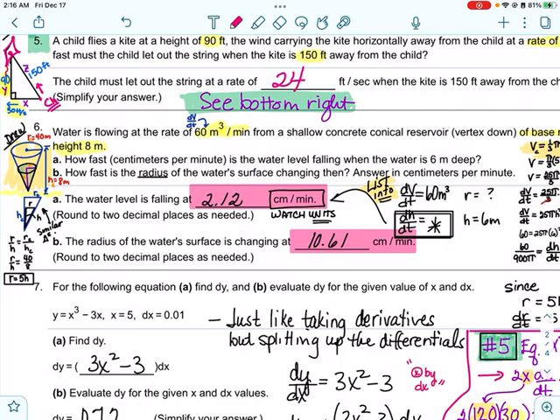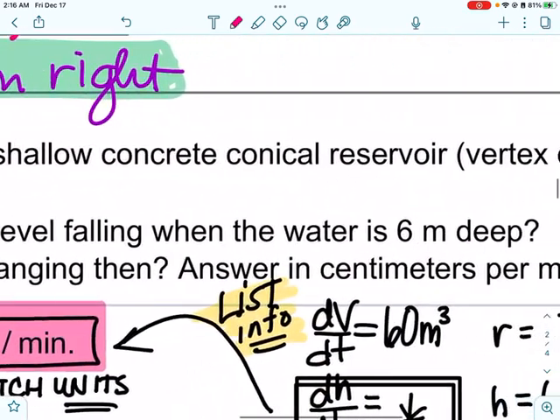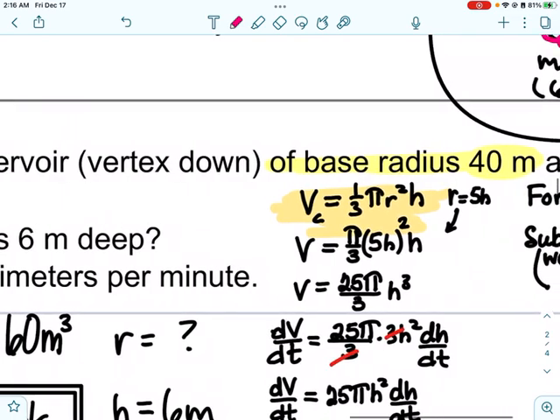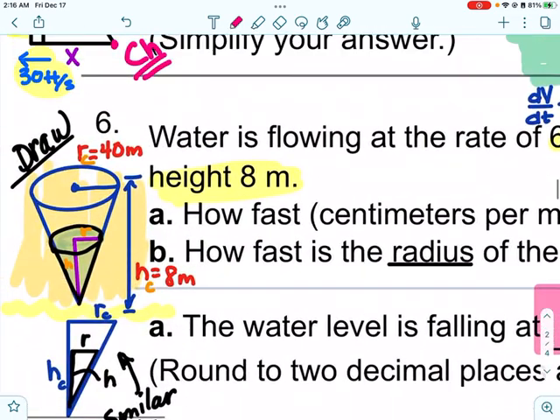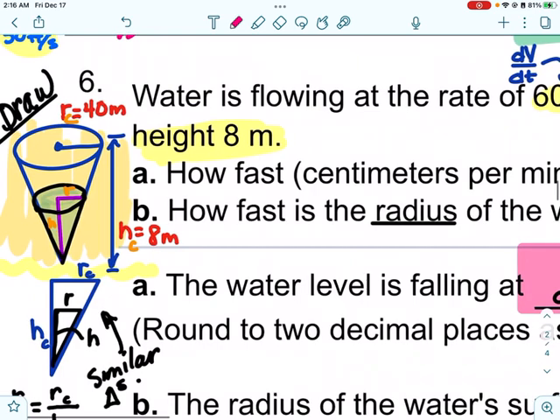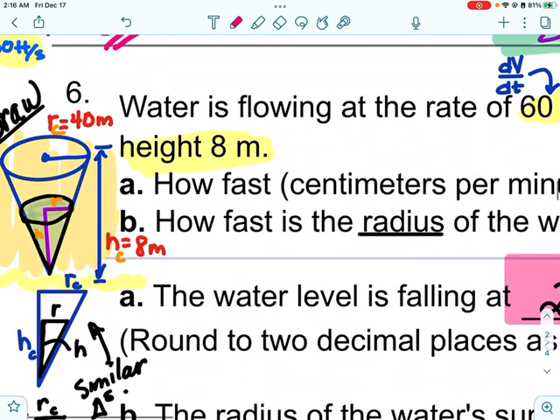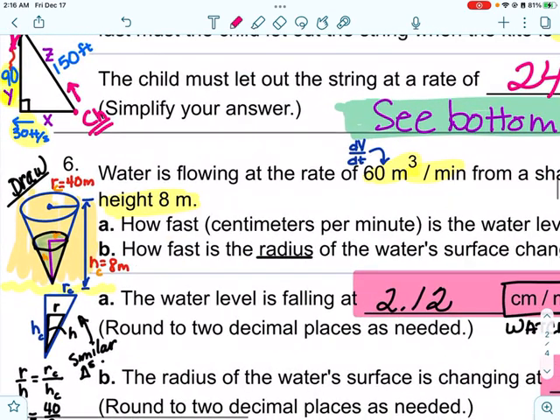So here's my diagram. I've got the radius is going to be 40 meters, right? Let me double check that again. 40 meters, base radius 40 meters, right? And the height is 8 meters. So I kind of mark that. That is the radius of the cone and the height of the cone. And then if you look, water is inside of this. There's a radius and a height. Those are the quantities that are going to change. The cone is always going to be 40 meters for the radius, and the height's always going to be 8 meters. So it's the place where the water is that's going to have the change occurring, okay?